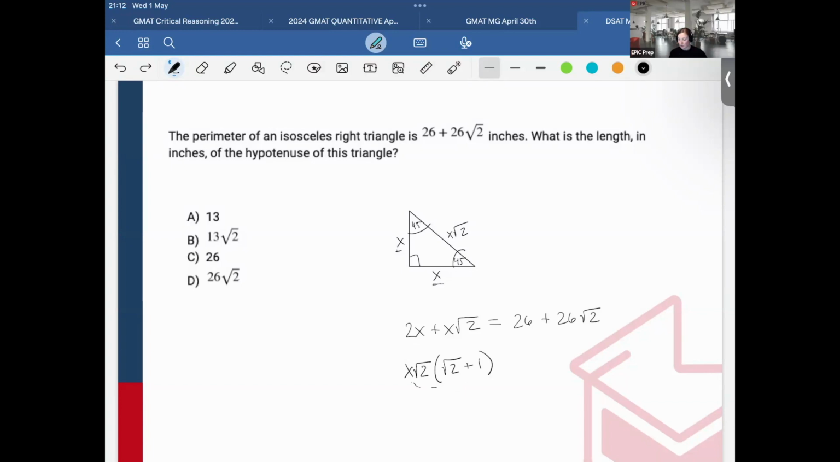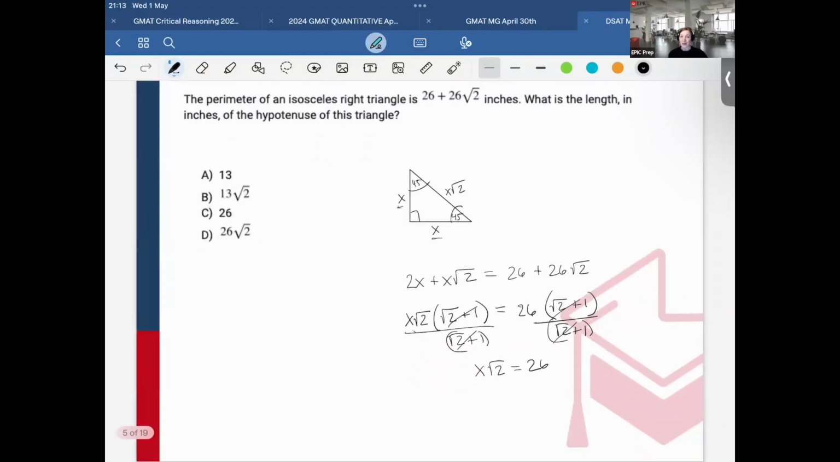Okay, so then going to the other side, I want to have the same factorization happen. So from here, I could say that this would be the same as if I factor out the 26, so 26 times root 2 plus 1. And you can see here it gives me the 26 root 2, and here would give me the 26. So then I can divide each side by root 2 plus 1. They nicely cancel, and I'm left with x root 2 is actually equal to 26.